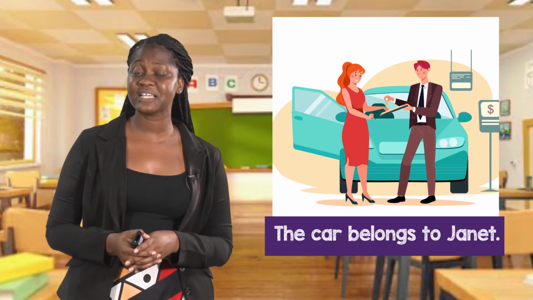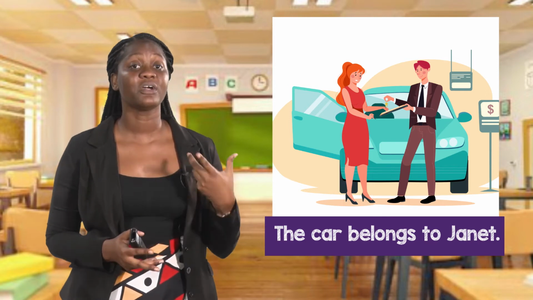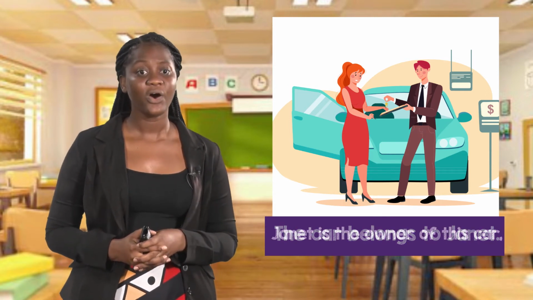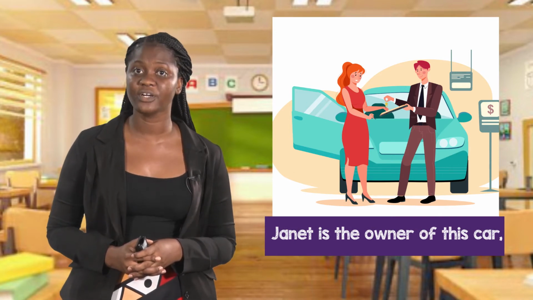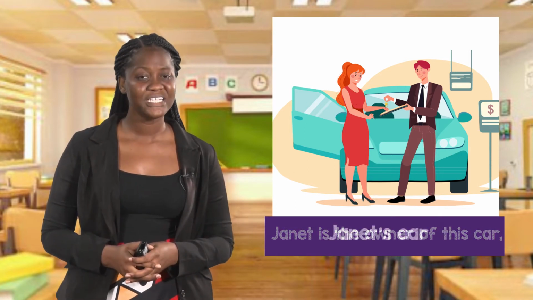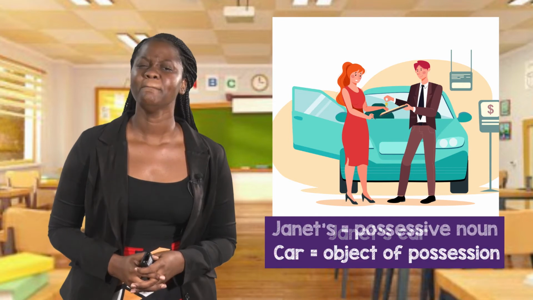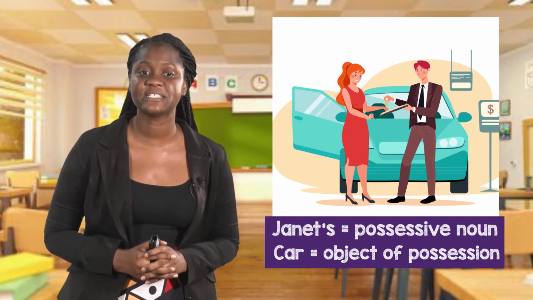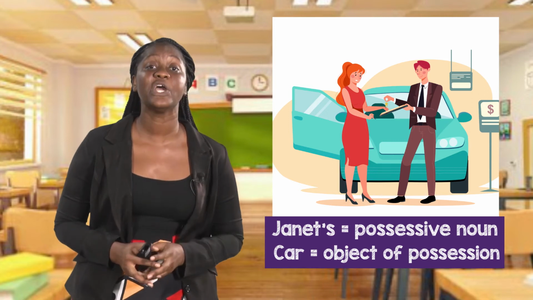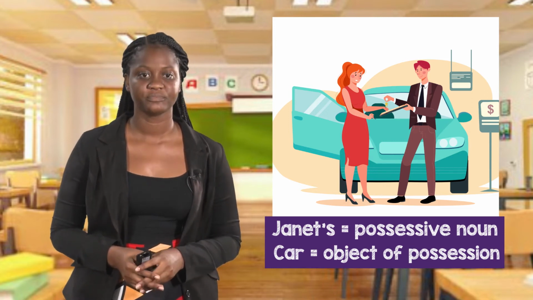Let's turn our attention here to Janet. Look at her. She has recently bought herself a new car. There are several ways we can say that Janet owns this car. For example, we might say, the car belongs to Janet, or Janet is the owner of this car, or simply we can say Janet's car. Janet's is the possessive noun, while car is the object of possession.